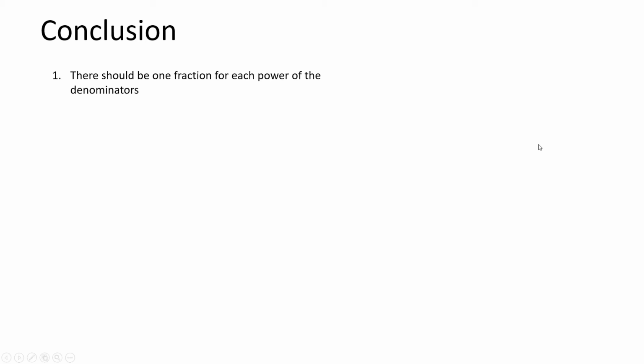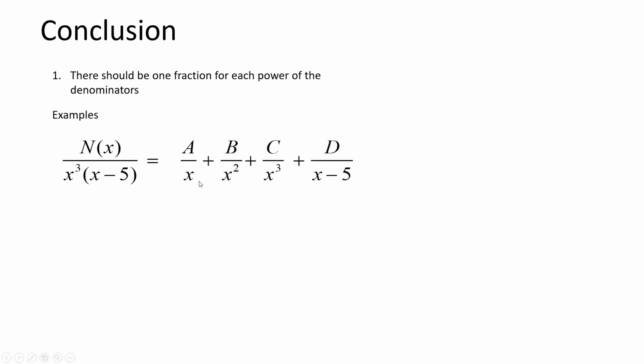As a conclusion, there should be one fraction for each power of your denominators. For example, your denominator in this case is x^3 times (x - 5). You have four powers in this case. You have x times x times x times (x - 5). So you should have four fractions. First fraction should be x. It's getting repeated a second time, so the second one should be x^2. Third one should be x^3.